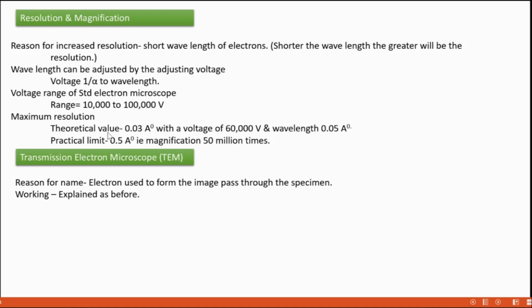Then the maximum resolution possible with the electron microscope. Theoretically there is one value and practically possible value also. Theoretically it is assumed that 0.03 angstrom resolution is possible when the voltage is 60,000 volts and the wavelength is 0.05 angstrom. But it is only theoretical. But in the practical sense, the possible resolution is 0.5 angstrom.